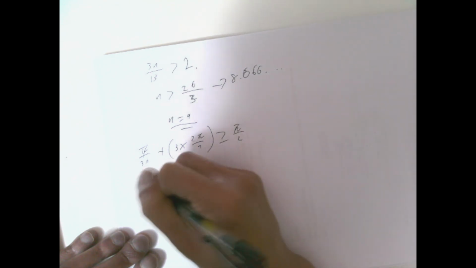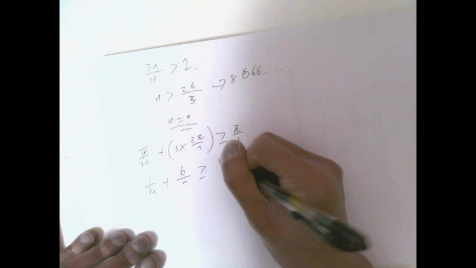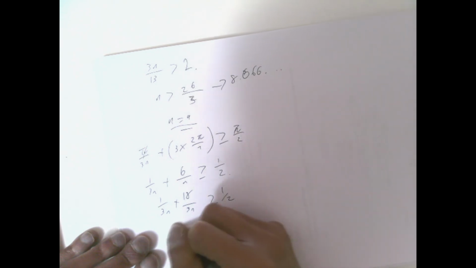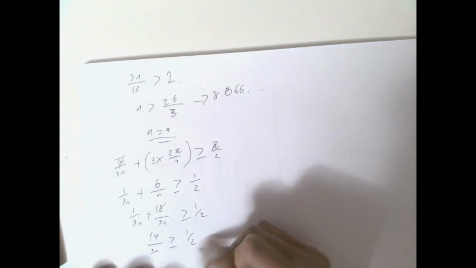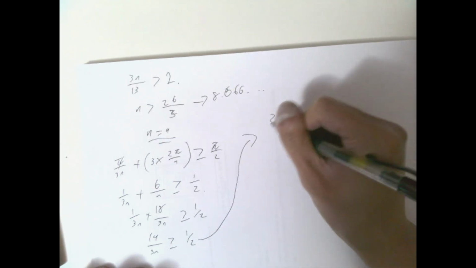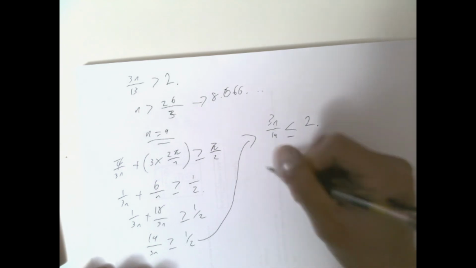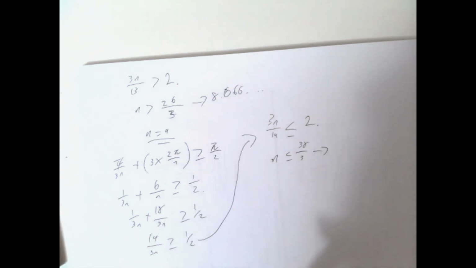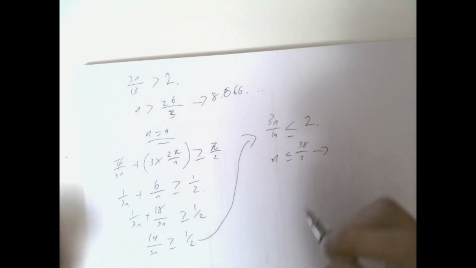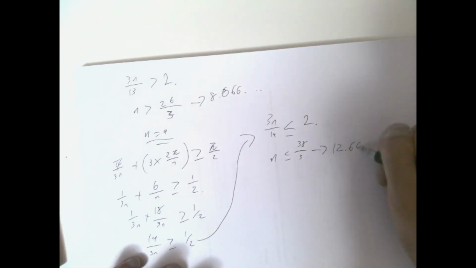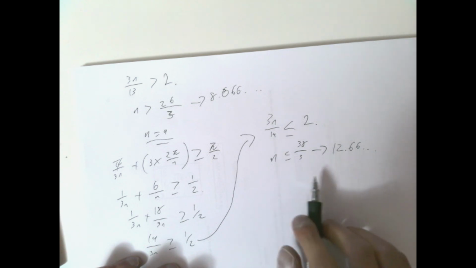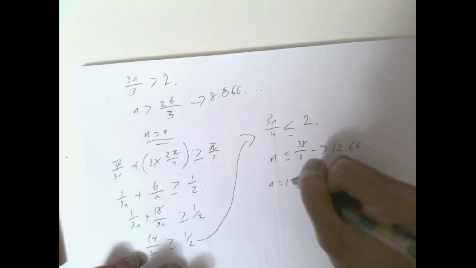Cancelling out the pi's. Reciprocating. And 38 on 3 can be written as 12.66 and so on. And so the first integer which is less than or equal to 12.66 is n equal to 12. So we found the upper bound of what n could be.